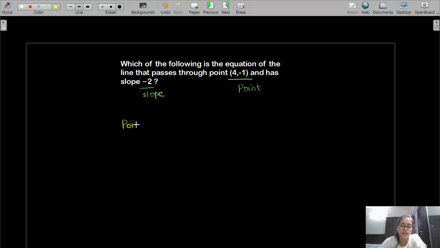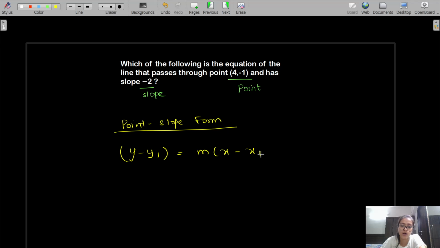Use the point slope form, which is given as y minus y1 equals m times x minus x1. So this 4 is your x1, and negative 1 is y1. And negative 2 is your m. So let's just substitute all these values.